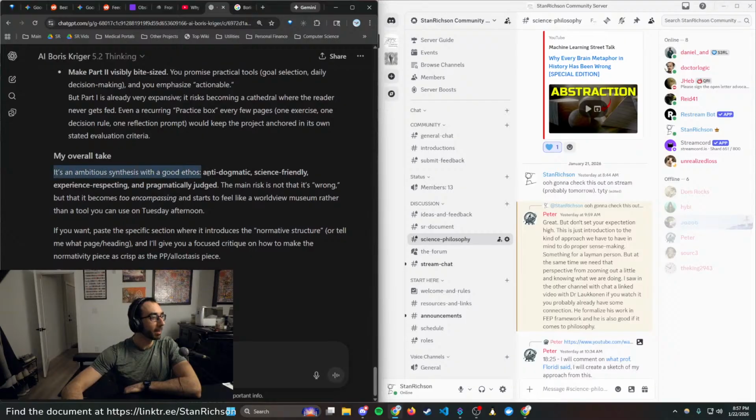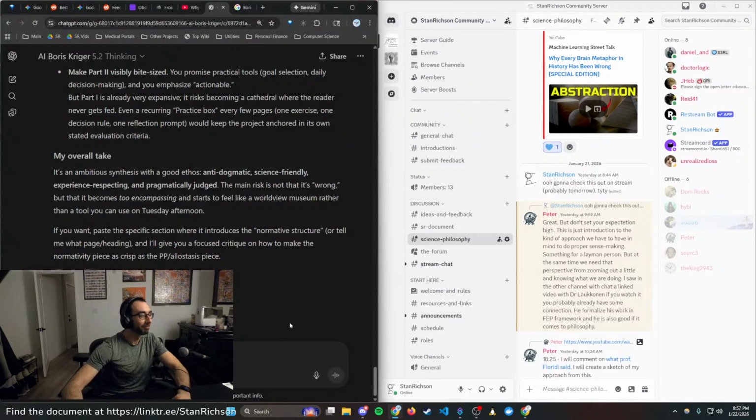Okay. It's an ambitious synthesis with a good ethos. The main risk is not that it's wrong, but that it becomes too encompassing and starts to feel like a worldview museum rather than a tool you can use on a Tuesday afternoon.